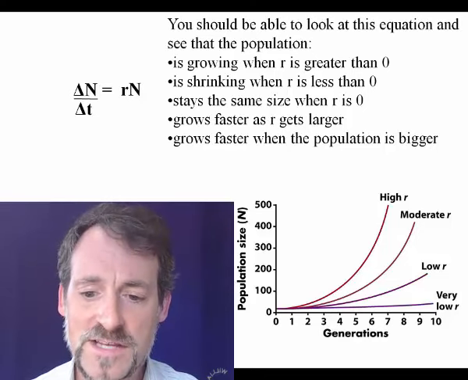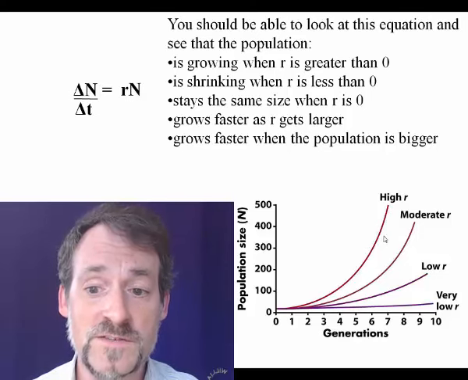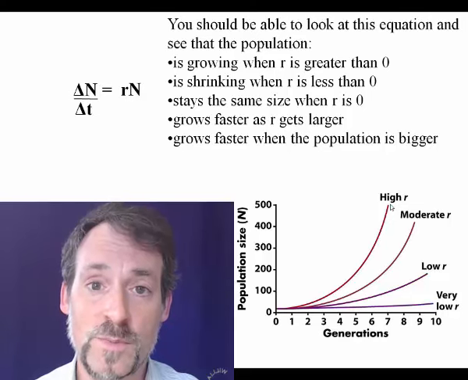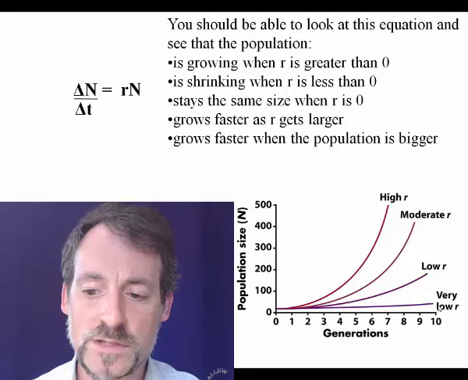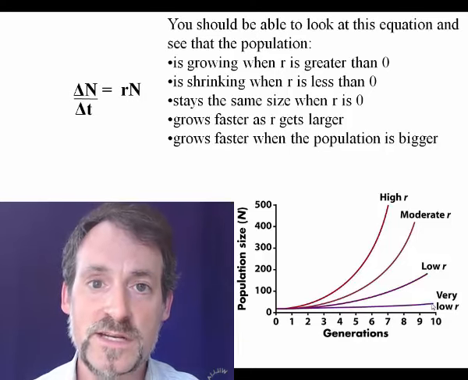This is going to happen faster when R is very high. What you'll see in a population with a very high value of R is it's going to very rapidly go through a population explosion. But even populations that grow very slowly will start growing faster and faster and faster as time goes on until they're exploding as well.